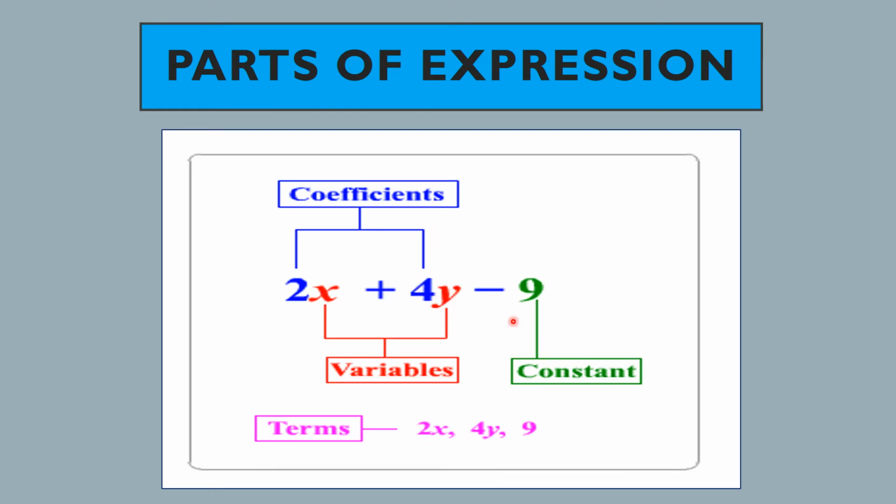And the number all alone, the number which stands all alone, is a constant because it will not change. 9 will remain 9 only. 9 cannot change. So the number will remain the same. So this is a constant. A variable has different values. So this can change. And 2x, 4y and minus 9 are the terms of the expression, right? So 2x, 4y and minus 9 are the terms of the expression.